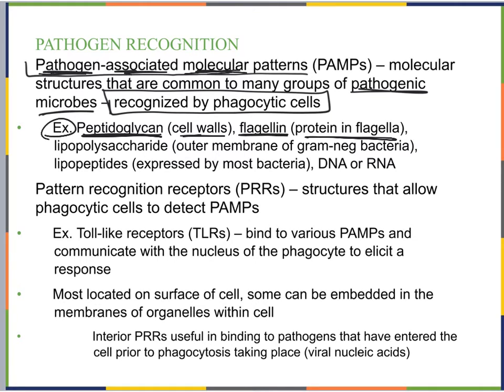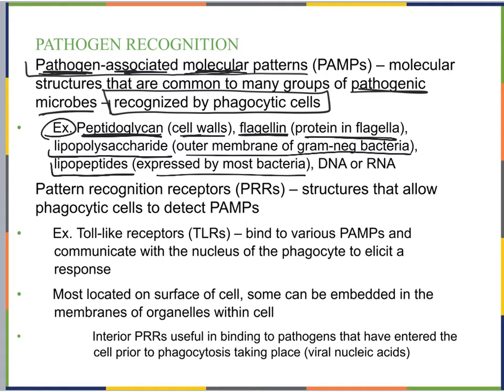So when one of our immune system cells, one of our phagocytic cells, finds this, it's going to recognize that it's not self, it's a pathogen. Another one is lipopolysaccharide. Remember, the outer membrane of gram-negative bacteria has this molecule, and we've already spoken a lot about it. But again, this is a PAMP, something that our body recognizes as not self, that is associated with the pathogen. And then also lipopeptides.